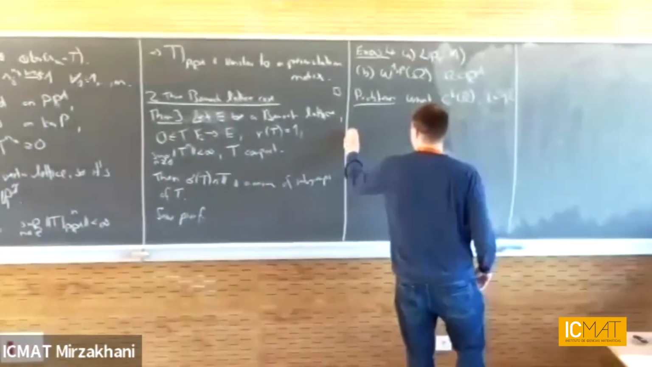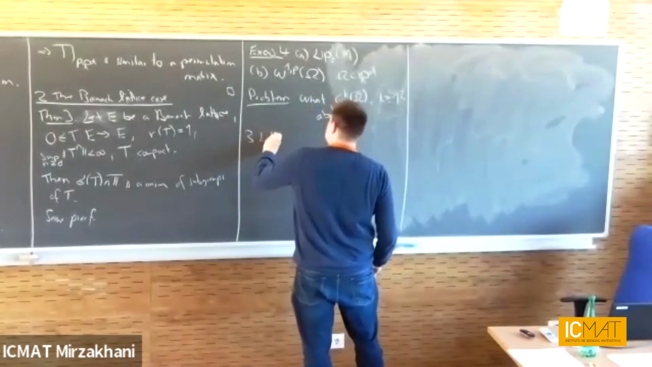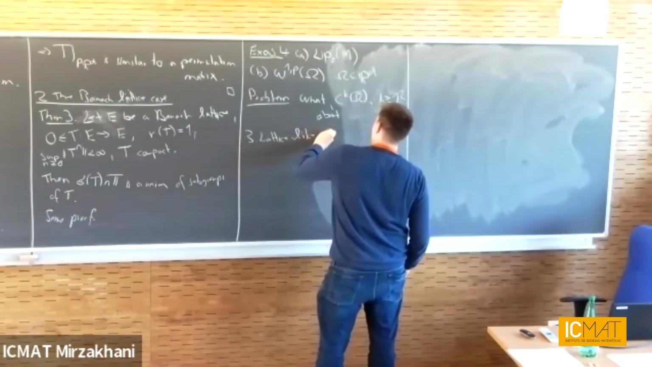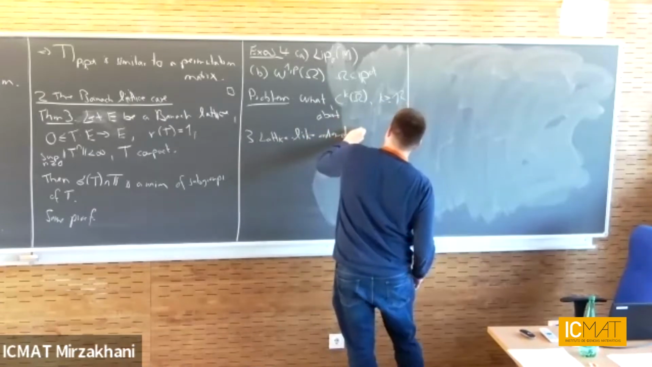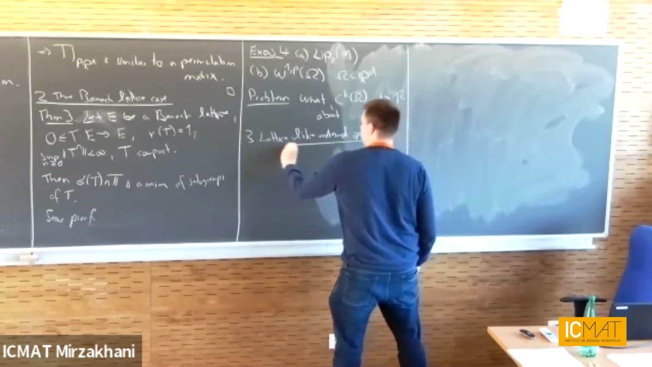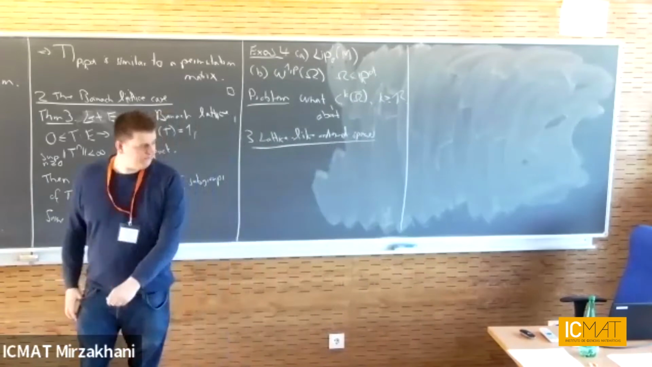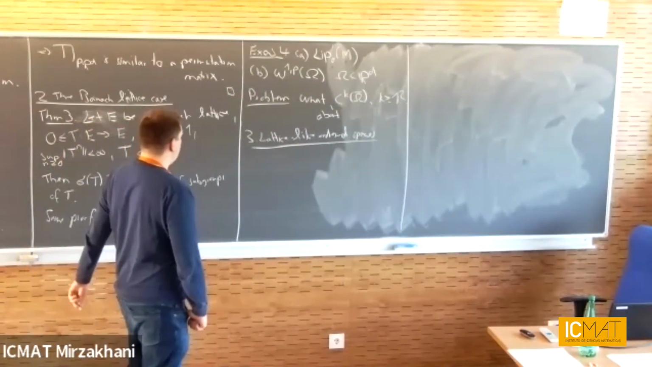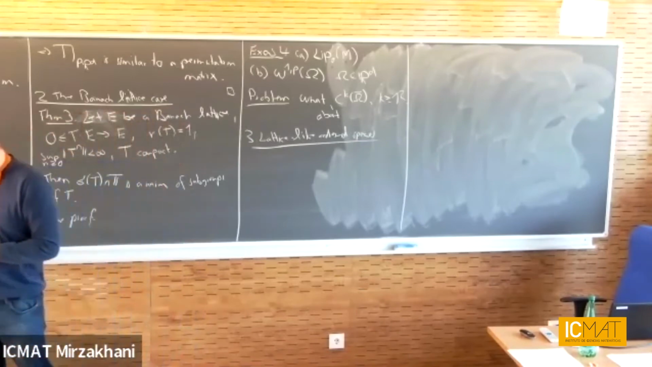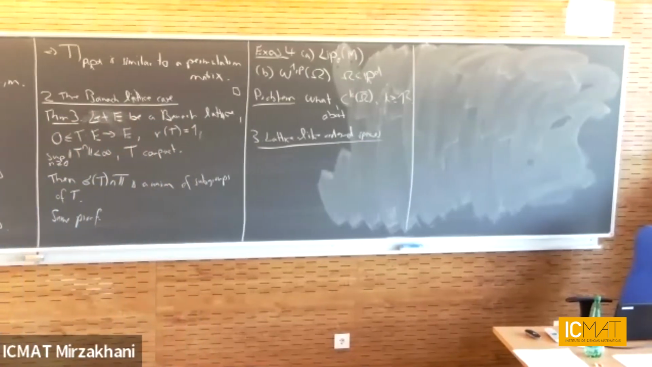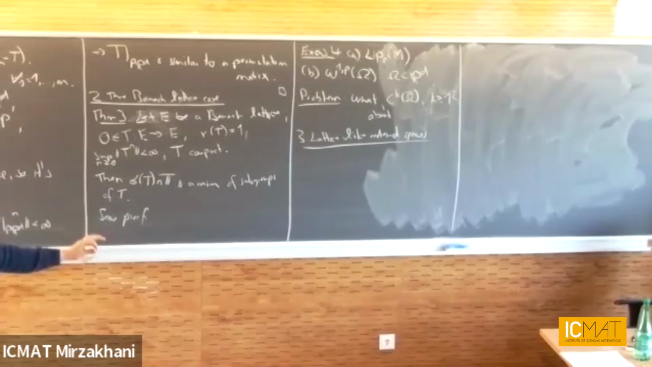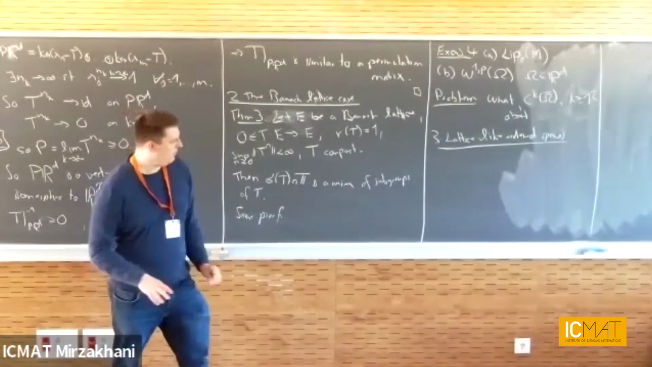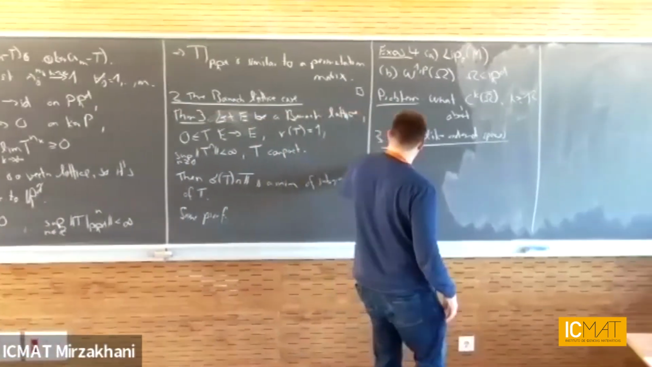So this is part 3: lattice-like ordered spaces. Okay, so let me phrase this. Maybe I should first introduce the following notion. To make sure we all understand what we're talking about, I need to define now what I mean by an ordered Banach space.